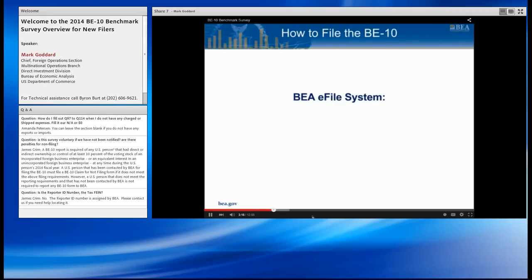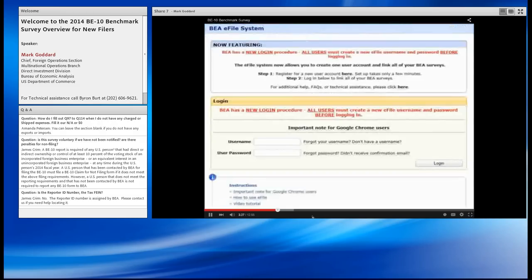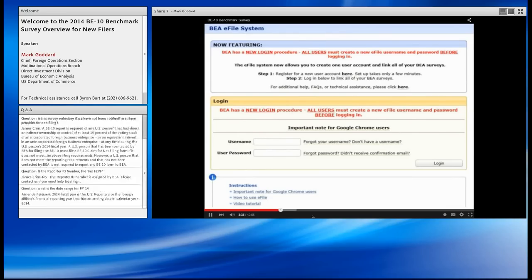The BE10 forms can be filed using our electronic filing system, e-file, at www.bea.gov/e-file. The e-file system enables reporters to download the survey forms in PDF format for each reportable entity, enter the required data, save the data, and submit the form securely to BEA. Electronic filing saves taxpayers money and is completely paperless, fast, and easy. E-file is BEA's preferred filing method.